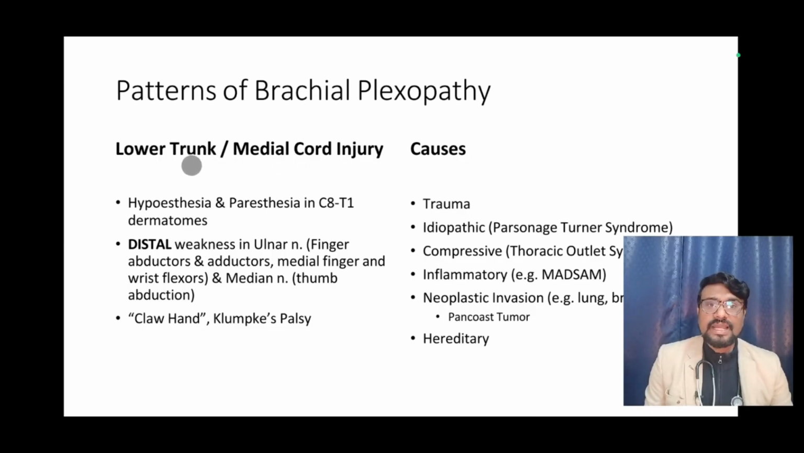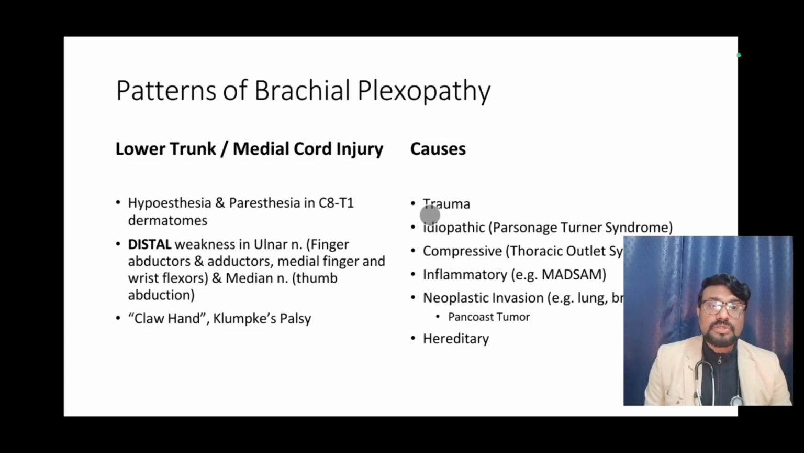If the patient has injuries of the lower trunk and medial cord, the patient will present with hypoesthesia or paresthesia in the C8 and T1 dermatome. Distal weakness from ulnar nerve involvement will lead to finger abduction and adduction weakness, as well as medial fingers and wrist weakness. Median nerve involvement will lead to thumb abduction weakness. This patient will have a claw hand or Klumpke's palsy.